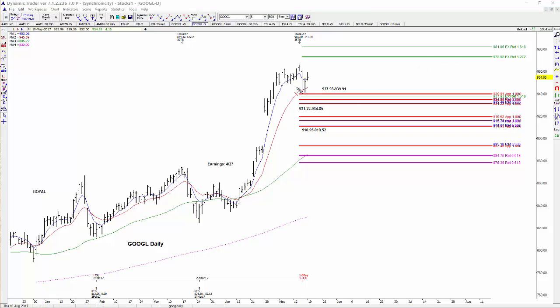And then at that point, I could define my risk either underneath this low or underneath the low end of this zone, which the low end of the zone would have been this 937.93 area. Okay, so far we've seen a really nice rally off of this area, but what I want to show you next is what actually told us that we could look at the buy side.